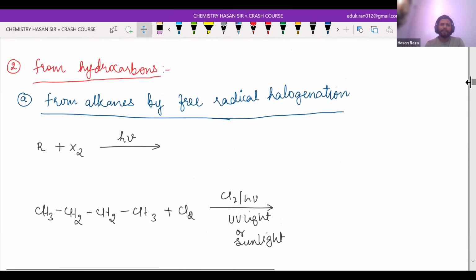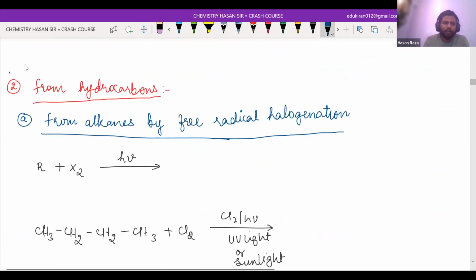Now, the next preparation is from hydrocarbons, and we have two methods to prepare haloalkane from hydrocarbon. The first one is from alkanes by free radical halogenation, and it's very easy. You know what a free radical is? There is X.